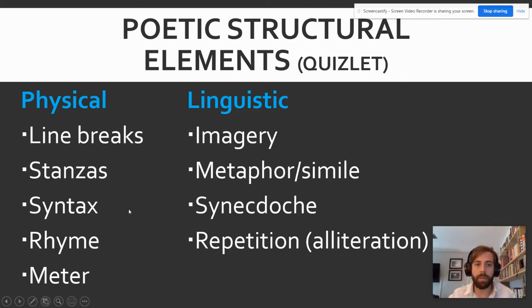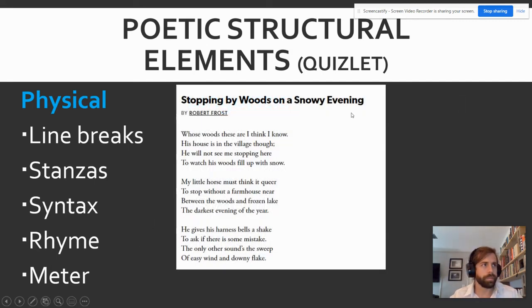So these are the main ones that we're going to look at. Obviously, poems can be comprised of many more linguistic and physical elements than just this, but I think for the poem that we're going to read, these are going to be the main ones that we'll take a look at. So let's break this down piece by piece.